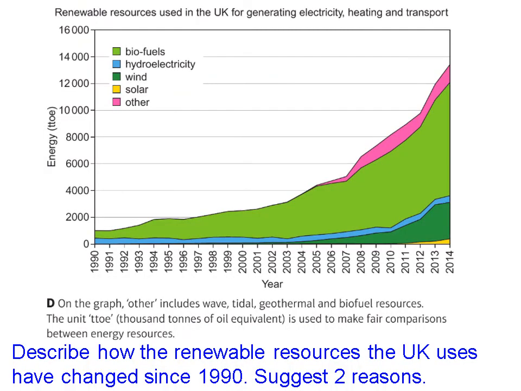Okay, so a little bit like the previous task on non-renewable energy resources, I want you to have a look at this chart. It shows the amount of energy produced by different renewable energy resources since 1990. Have a look at the information here, pause the video, and first of all describe how the renewable resources in the UK have changed since 1990 and give two possible reasons for this change. So pause the video and have a go at that.